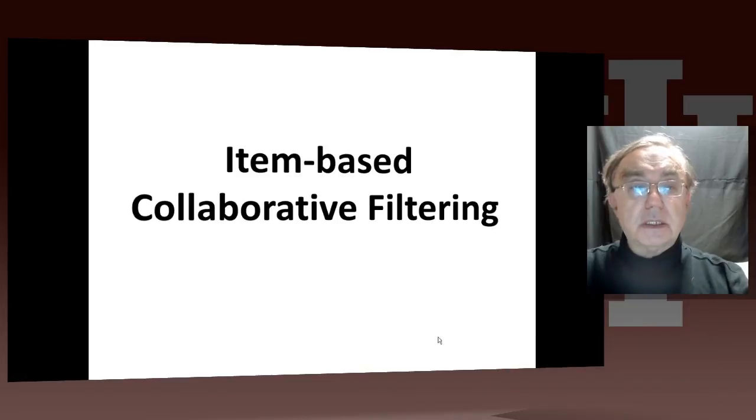In this part of this unit, we discuss item-based collaborative filtering. Remember, in the previous unit, we discussed user-based collaborative filtering. There are also content-based approaches to recommender systems. We will not discuss those here. Those are done in a much more straightforward fashion.